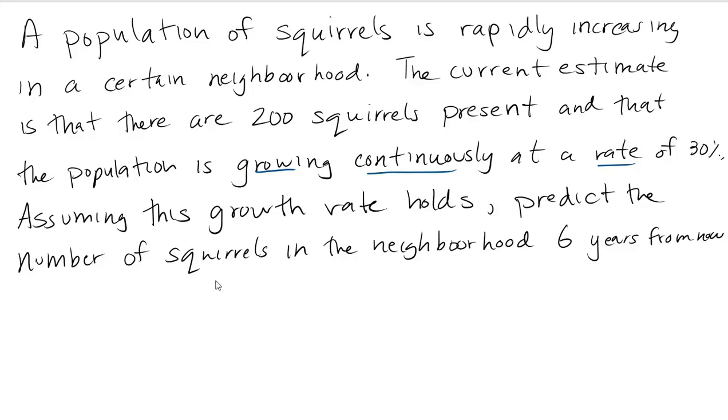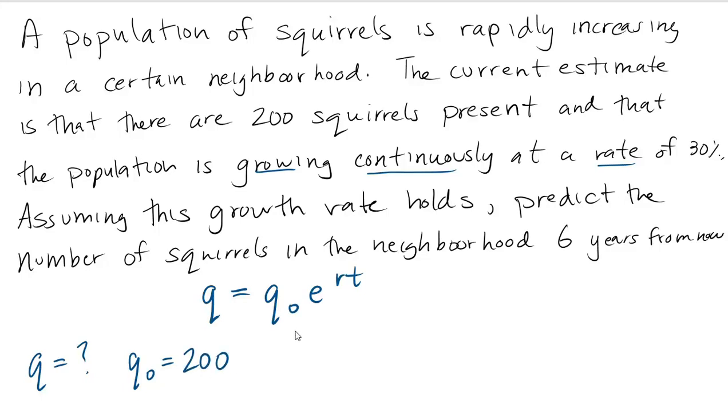The model for exponential growth is Q equals Q sub 0 e to the RT. Q is the number of squirrels at the end of the time period, and that's the question. Q sub 0 is the number of squirrels we started with. That's what the sub 0 is supposed to indicate, that it's the number of squirrels or just the quantity in general at time 0. This is 200. The growth rate is 30%, that's 0.3. T is 6. And so now we can plug these into the formula. Q equals 200 e to the 0.3 times 6.